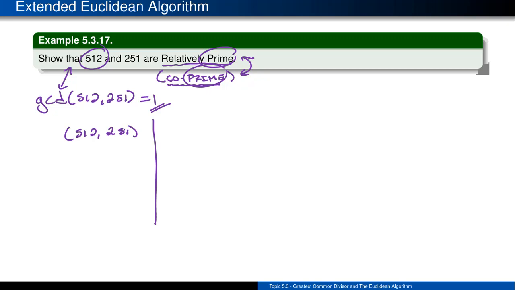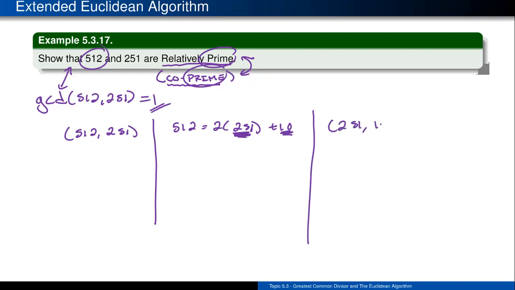Well, I know that if you take 251 and multiply it by 2, you're going to be up to 502. So you know that you're 10 away from that magic number of 512. So in this case, 512 is 2 times 251 with a remainder of 10. What's going to happen here is that this divisor of 251 and that new remainder are actually going to become my new pair.